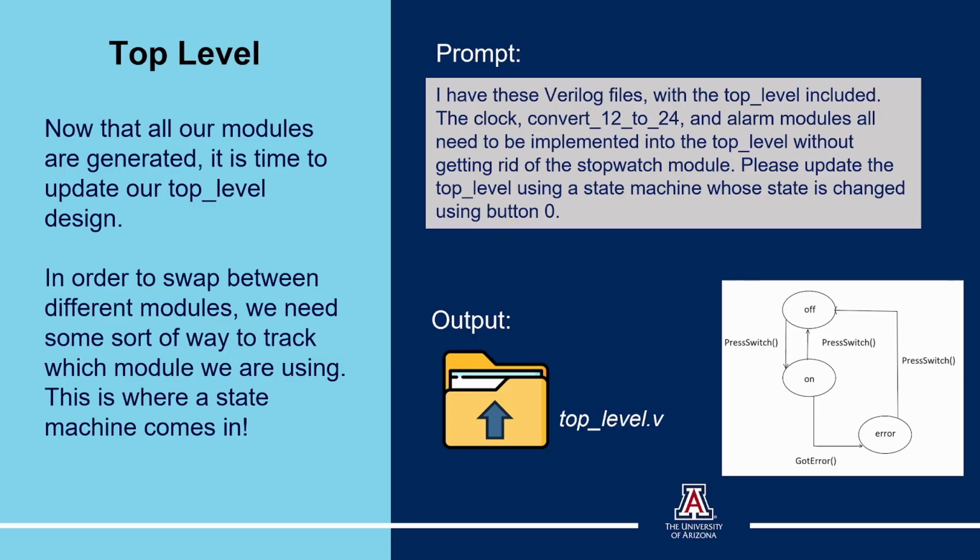With all our modules generated, it's time to update the top-level design. This design integrates the clock, 12-24-hour converter, alarm, and stopwatch modules. To switch between modules, we use a state machine, controlled by button 0 to track and change the active module. This will ensure that we have complete control over which module is being actively used.